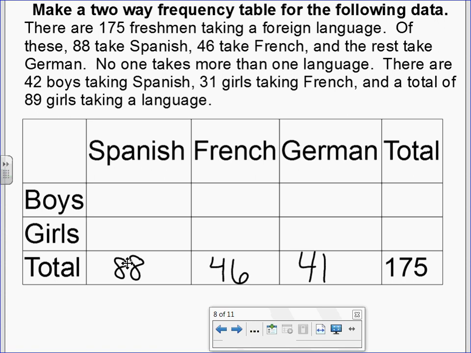No one takes more than one language. That's key. If you have somebody that's going to be in two columns, this two-way frequency chart won't quite work. You need more of a Venn diagram type of chart. There are 42 boys taking Spanish, so go to your boys and stick a 42 in there under Spanish. 31 girls take French, that being your girl row in your French column, and a total of 89 girls take a language.